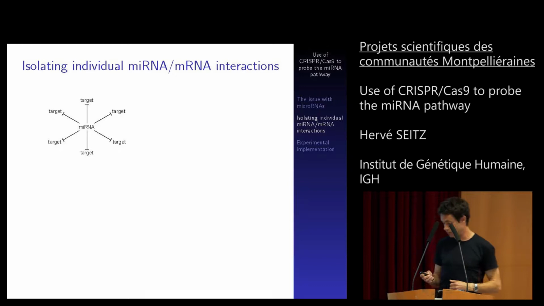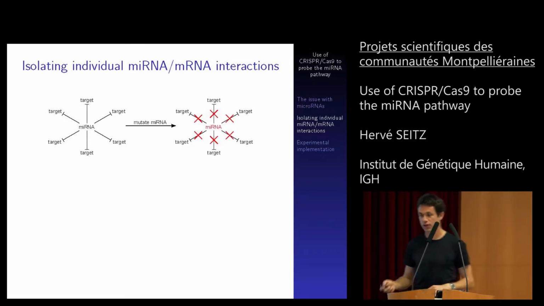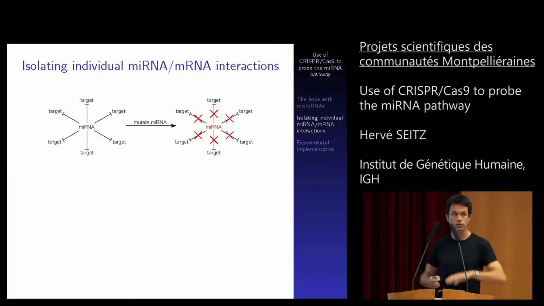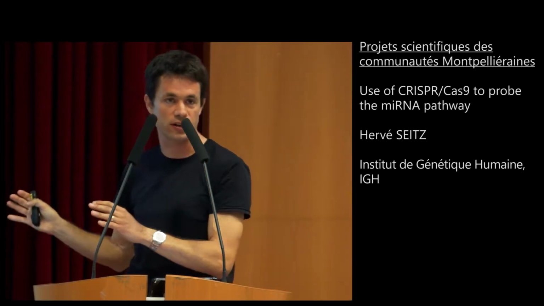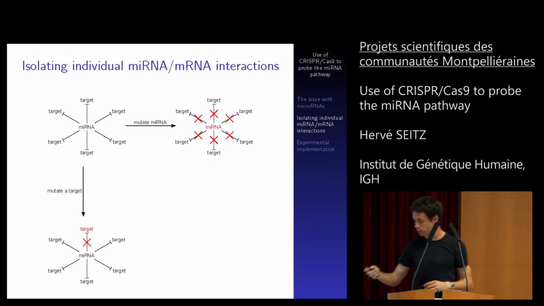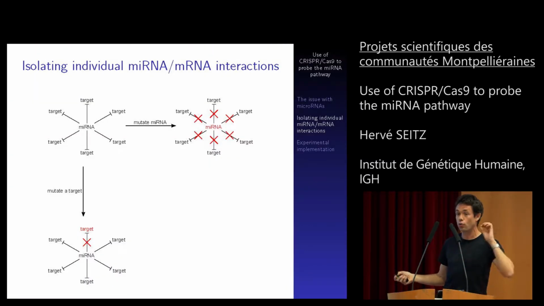And so we decided to use genome editing to address it in a very specific manner. Look, you're starting from this situation where you have a microRNA possibly targeting many genes. And using genome editing, you can actually mutate the microRNA. In this case, you would lose the interaction of the microRNA with all of its targets. So this will tell you the global phenotype, which is controlled by the microRNA through all of its targets. But of course, you can also mutate the binding site for the microRNA on one individual target. And this way, you will only disrupt the interaction between the microRNA and one given target, and you will keep all the other ones.